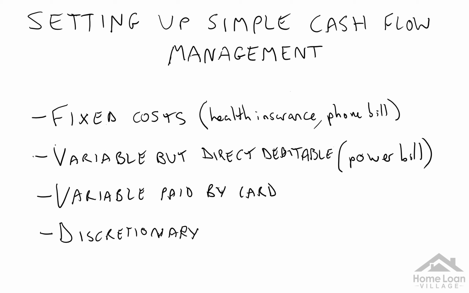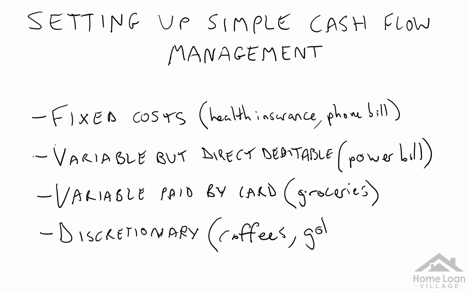We've also got variable but paid by card. These are things that it's still spending that you need to make, but you're going to be actually walking to a store and making that payment. So this is things like groceries. And then we have what we would term as completely discretionary. So things like coffees and golf games and that sort of thing.